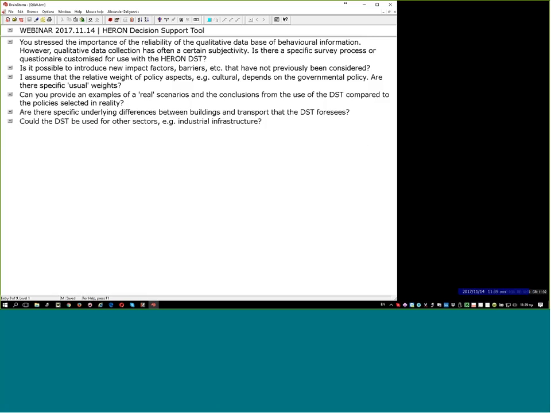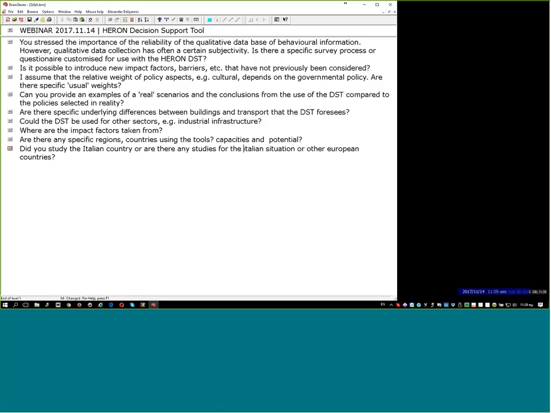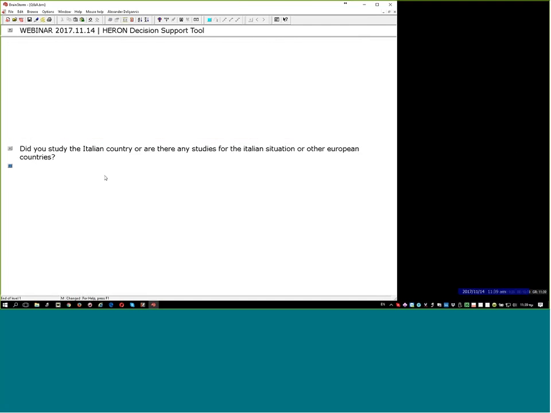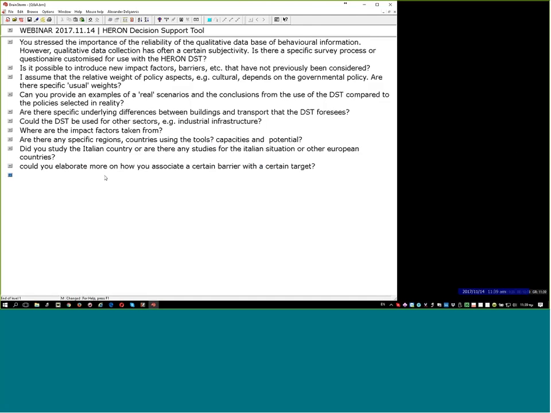Is it possible to introduce new impact factors, barriers, etc., that have not previously been considered? Dr. Konidari, would you like to answer? Yes, we have developed the software in such a way so that we can incorporate new barriers. So the initial set of the 27 can be increased if there are barriers that were not initially considered. And after that, we can use it and prepare and calculate the new impact factors. Thank you.